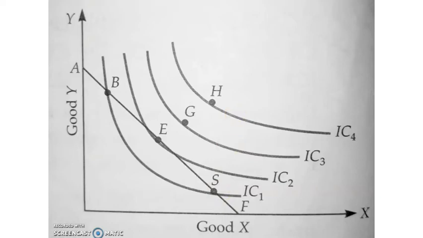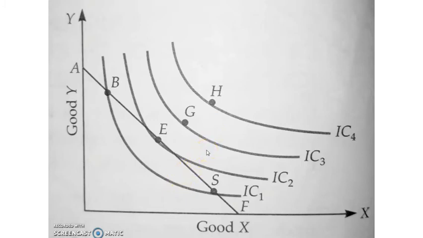That is IC2. Here this is the IC2. IC2 will give more satisfaction than IC1. IC3 will give more satisfaction than IC1 and IC2. And IC4 will give more satisfaction than IC1, IC2 and IC3.